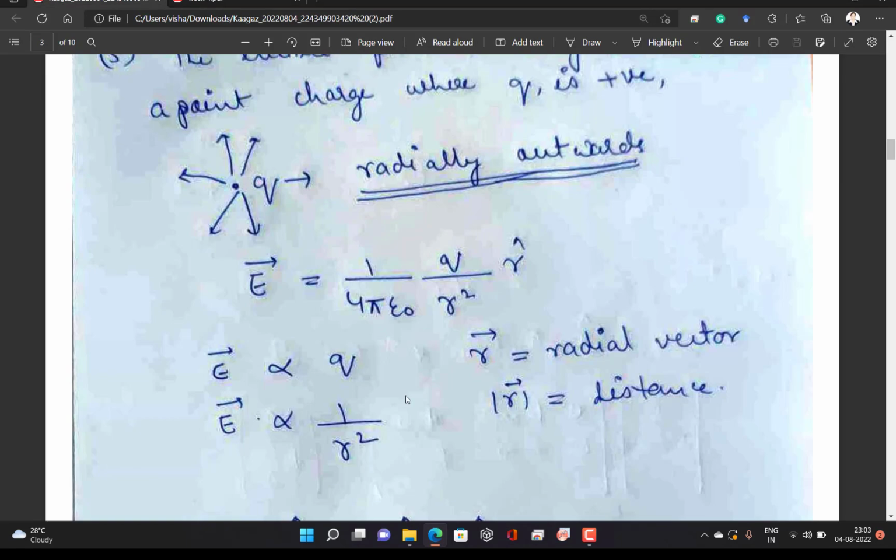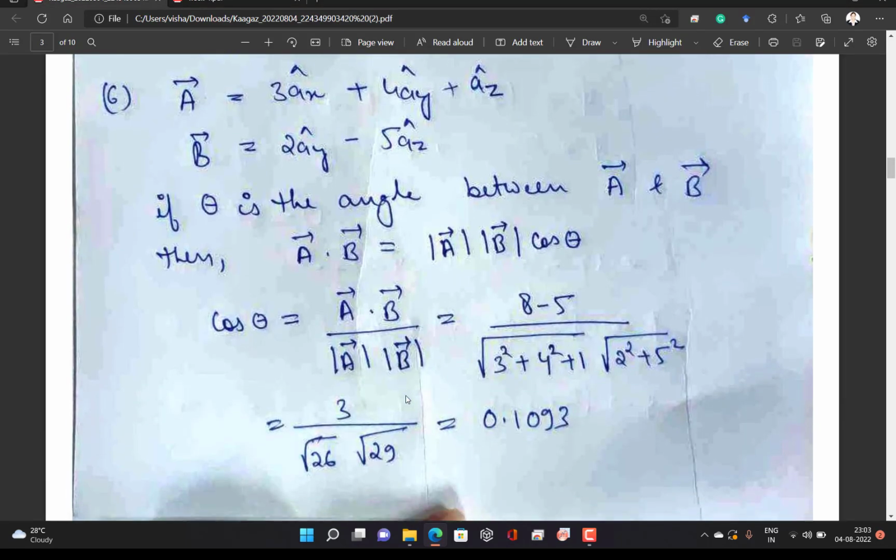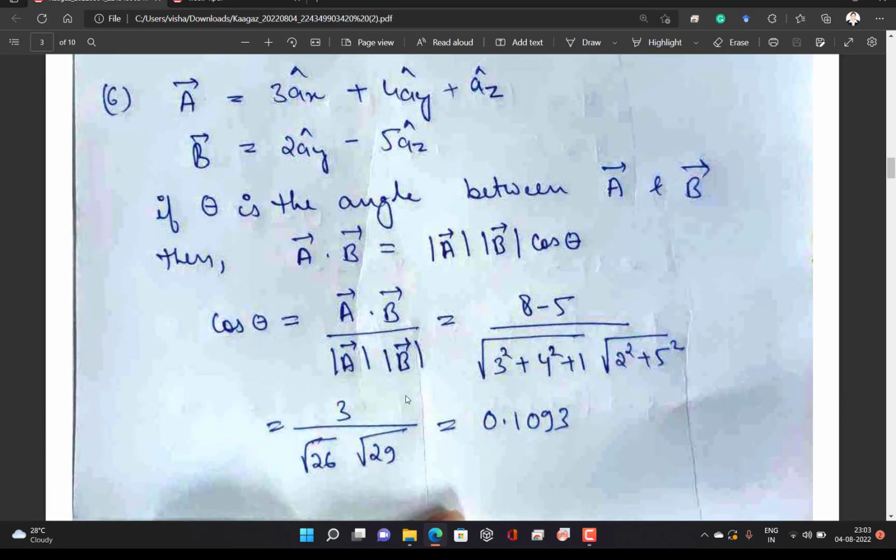Alright. So let's see. Two vectors are given. A is equal to 3ax plus 4ay plus az. B is equal to 2ay minus 5az. Now let's take theta as the angle between A and B. Then vector A dot vector B will be modulus of A into modulus of B cos theta.